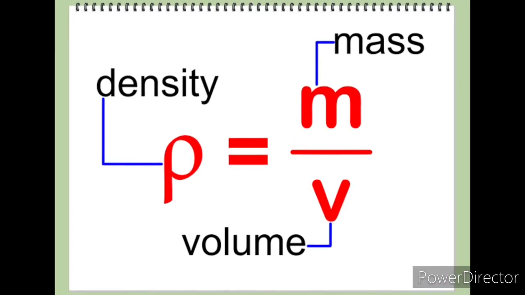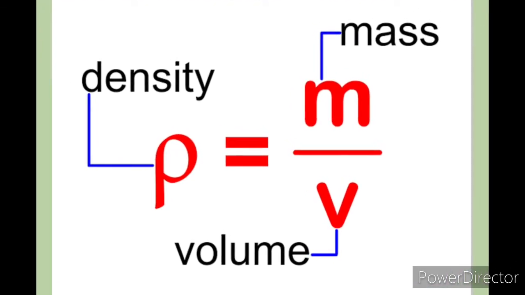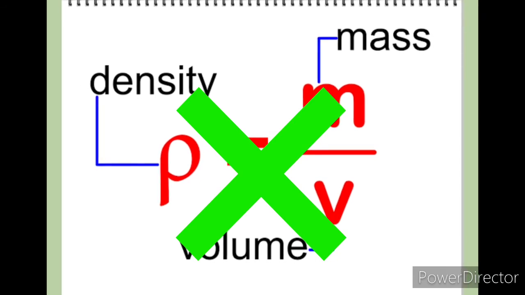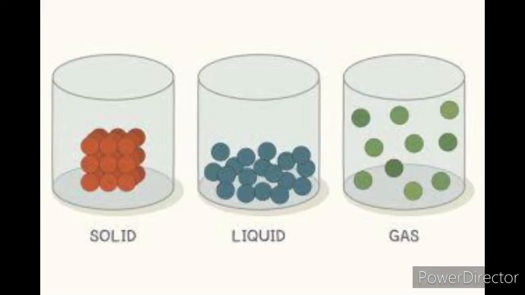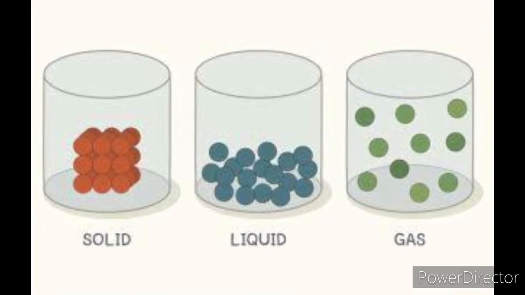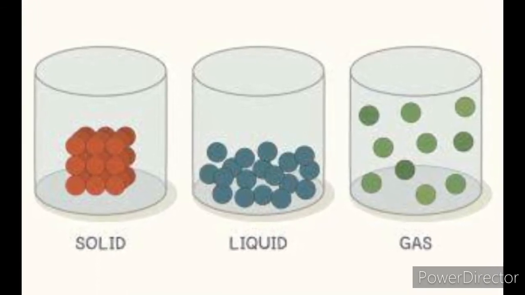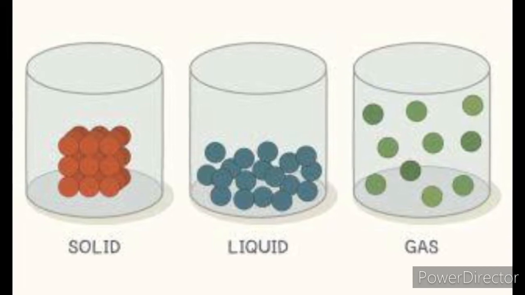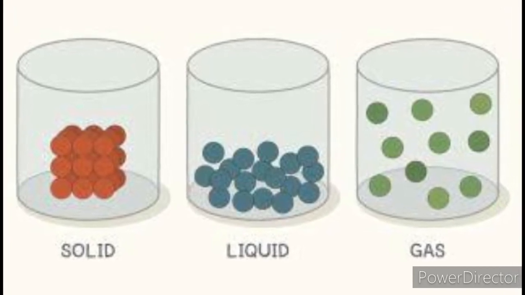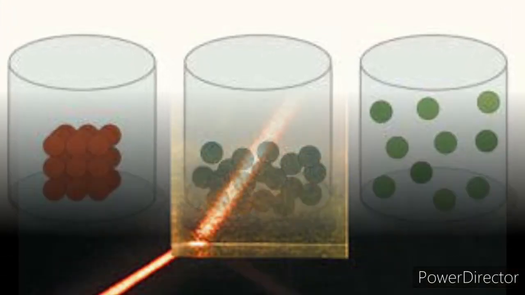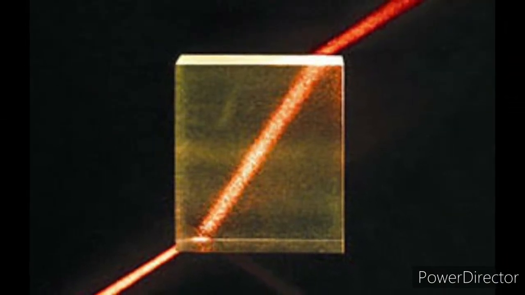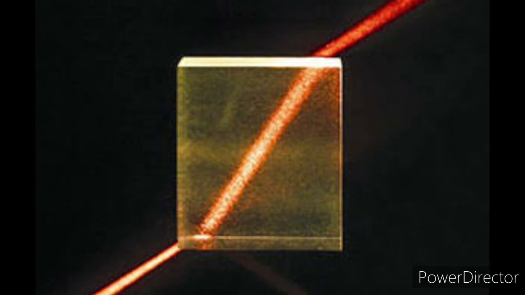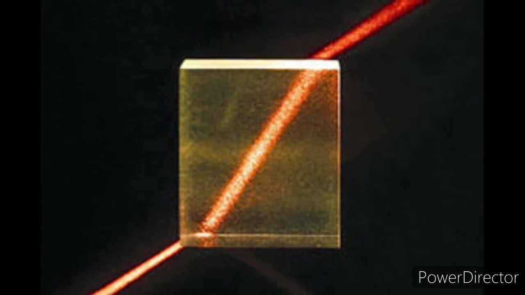Generally, we know density means mass by volume, but it is not optical density. It is physical density. Optical density of a material relates to the sluggish tendency of the atoms of a material. Here, the word sluggish means moving slow. It means the more optically dense a material is, the slower the light will move through the material.